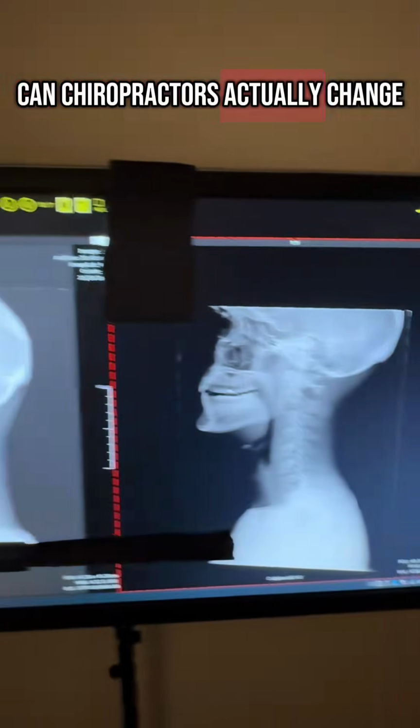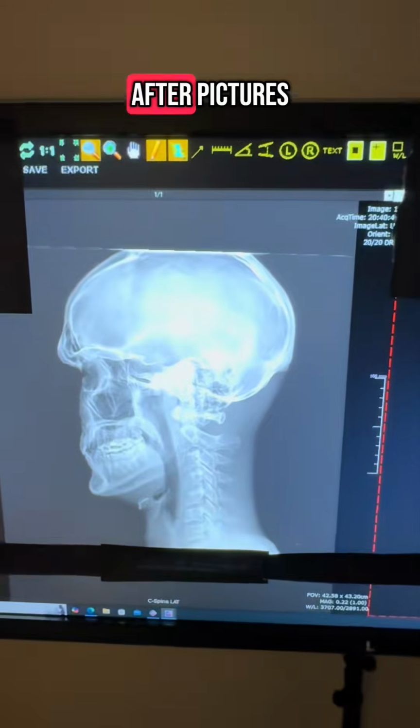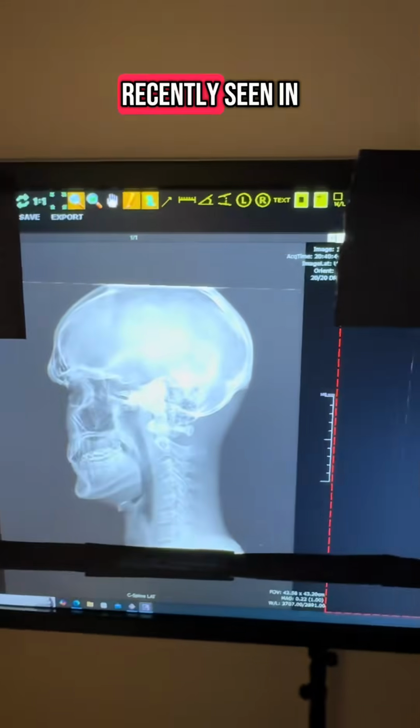Can chiropractors actually change the structure of my spine? We're going to answer that question in this video with a couple of before and after pictures, x-rays of patients that we've recently seen in the clinic.